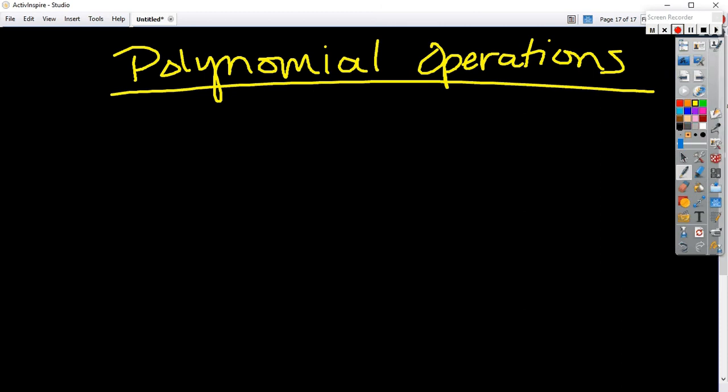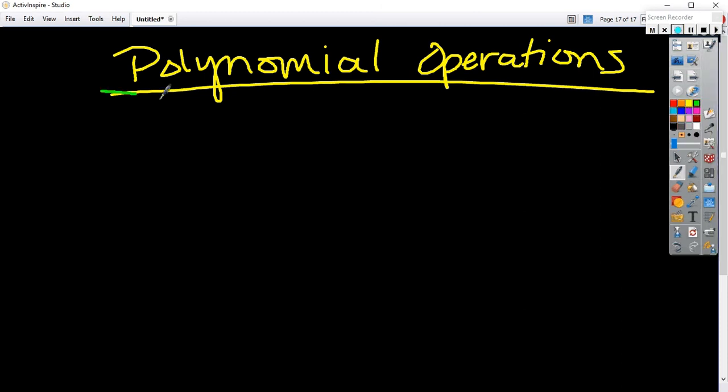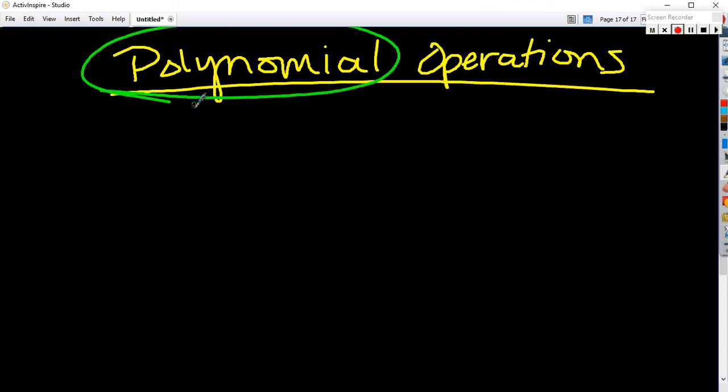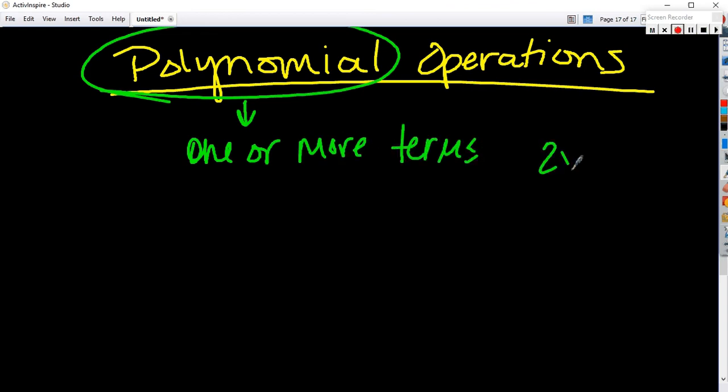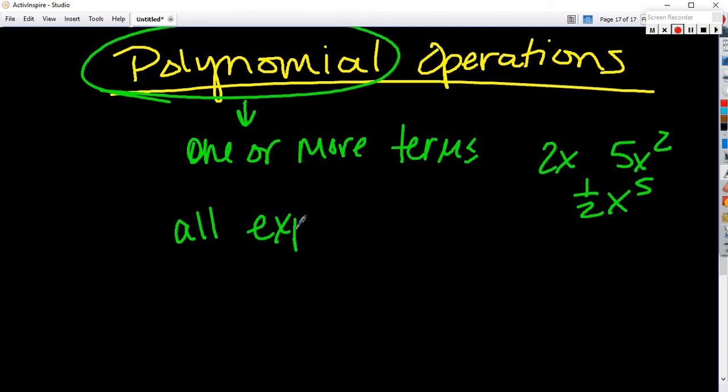Let's talk about addition first. Addition and subtraction kind of go hand in hand. First off, what's a polynomial? Do we know? A polynomial has one or more terms. Terms meaning things like 2x or 5x squared or 1/2 x to the 5th. All of those are terms, okay? So one or more terms, and all of the exponents that are hooked to x are positive whole numbers.